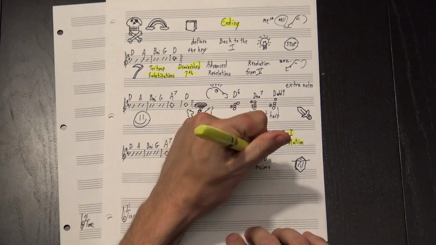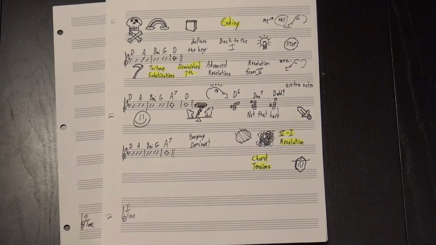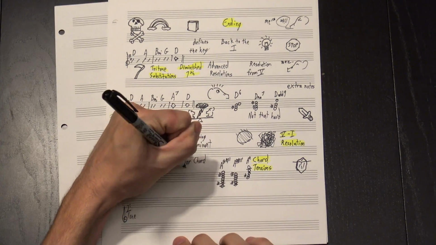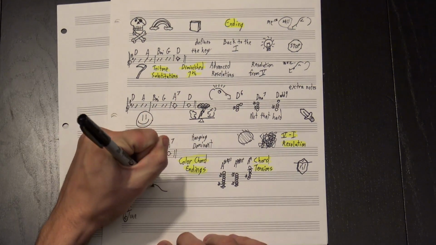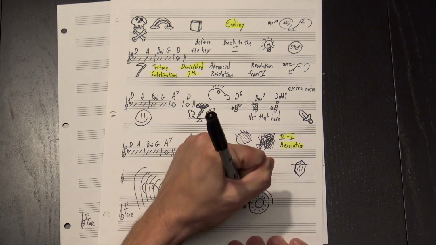starting with what are appropriately named chord tensions. These are notes added above the basic structure of the chord. We could add the 9, the sharp 11, or even the 13. This is starting to get into what are called color chord endings, endings designed to leave the listener drifting in a rich, complex soundscape. And there's really no limit to what we can do with these.